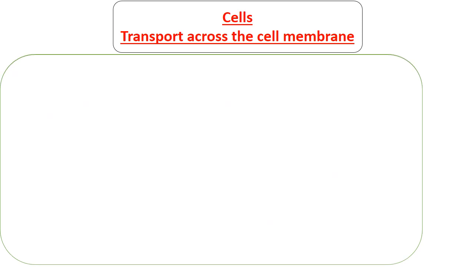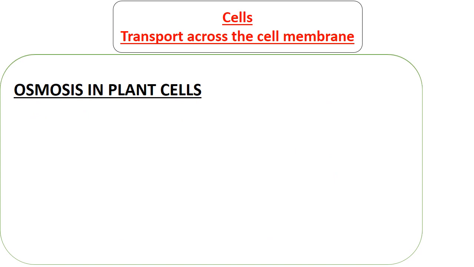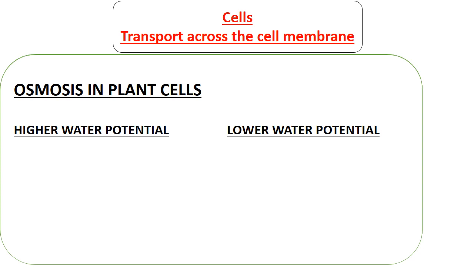Now that we understand what osmosis is, what are the effects of osmosis in plant cells? What happens when you put a plant cell inside water which has got, let's say, higher water potential than the inside of the cell, or lower water potential than the inside of the cell? So if you put a plant cell in a solution that has got a higher water potential than the inside of the cell, what happens is the water in the solution, because of the high water potential, is going to move inside the cell. Remember, the vacuole is responsible for storing water.